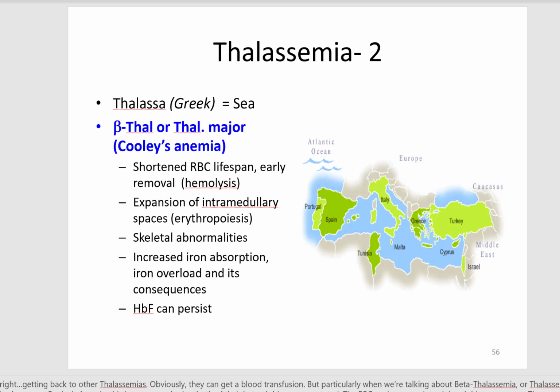Fetal hemoglobin can persist, and in fact, hydroxyurea is a drug that we can actually give these people that will cause them to revert back to their fetal hemoglobin. Now, we recognize that fetal hemoglobin has a higher affinity than adult hemoglobin. Therefore, less oxygen would be dropped off at the tissues for any given change in oxygen partial pressure. But this is better than nothing. This is better than having severe hemolysis. So either fetal hemoglobin can persist, or we can actually give them some hydroxyurea to convert the proerythroblasts to make fetal hemoglobin.